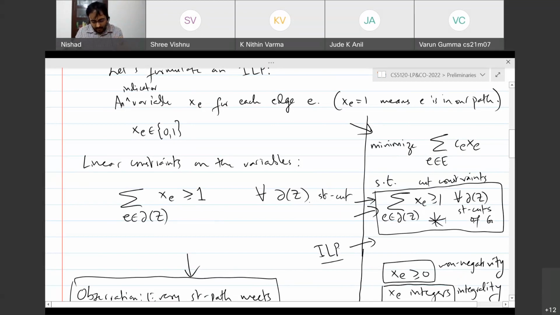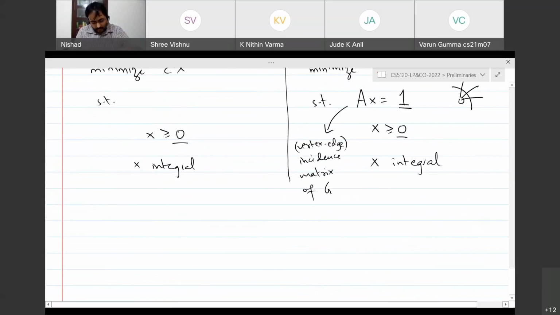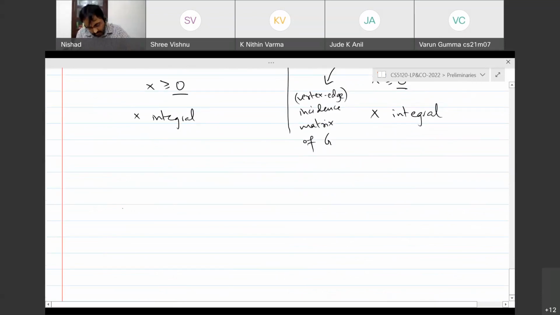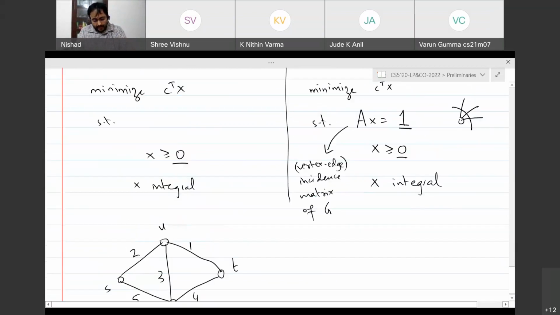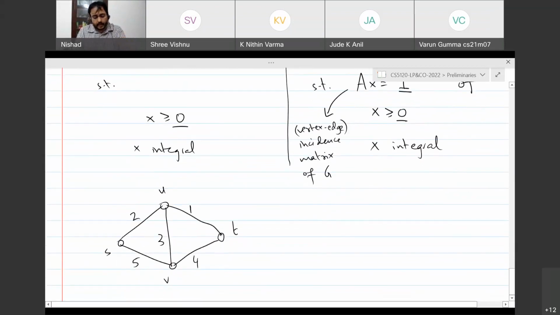Let me give you one example so that you can see how to work on this. Supposing this is our graph that we are looking at. S is this vertex, T is this vertex. Let's say we have two more vertices, U and V. And I put some cost on the edges, let's say 2, 3, 1, 4, 5. I don't know, doesn't matter. So how many constraints will we have in this case? How many cut constraints will we have? Or how many ST cuts can you see?